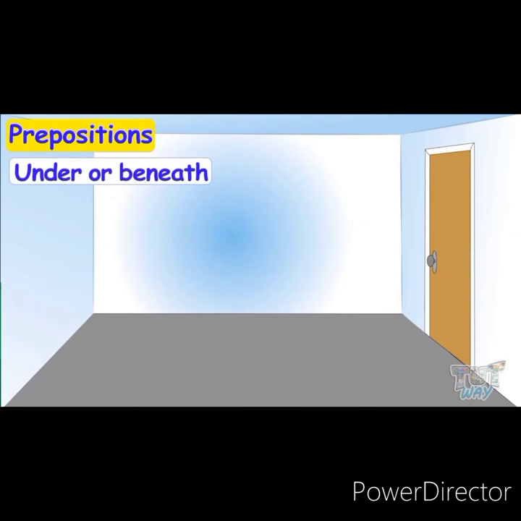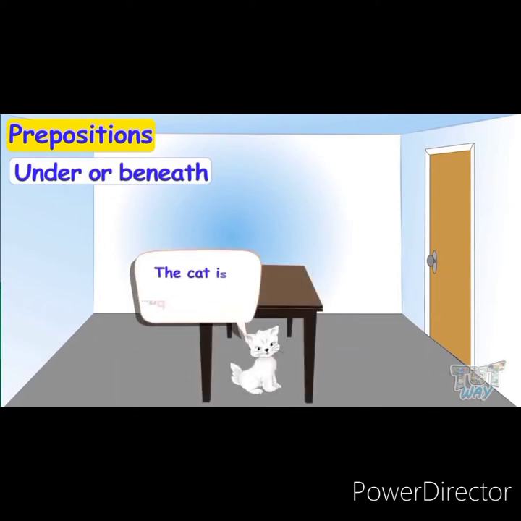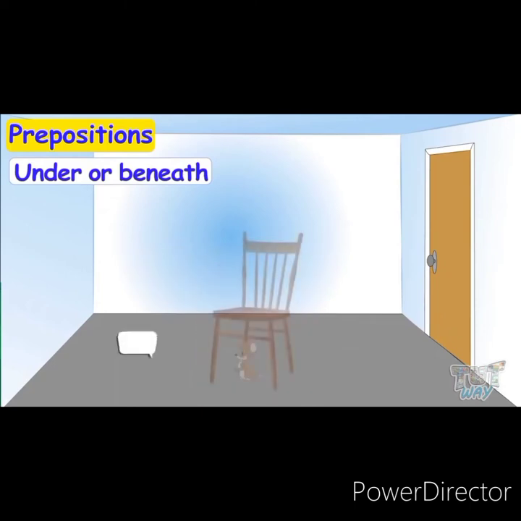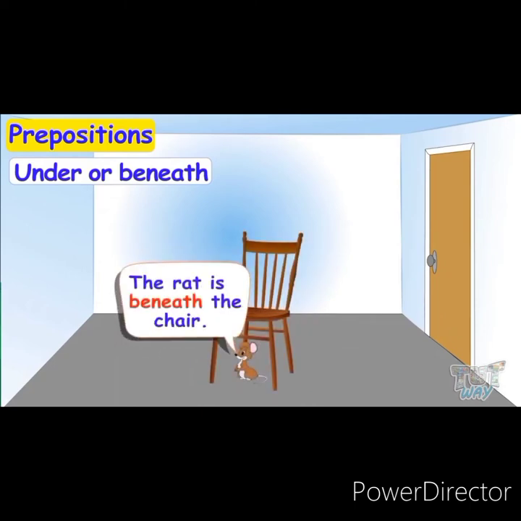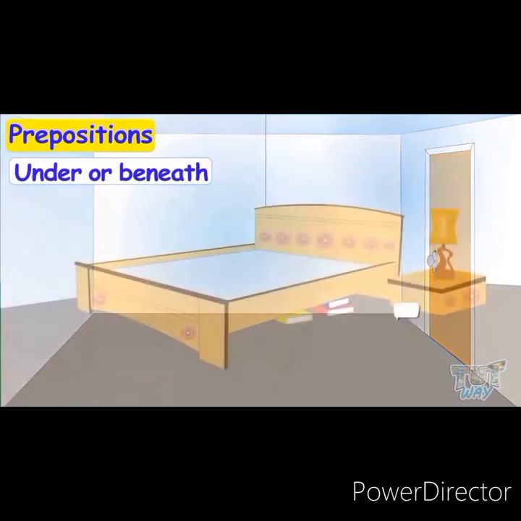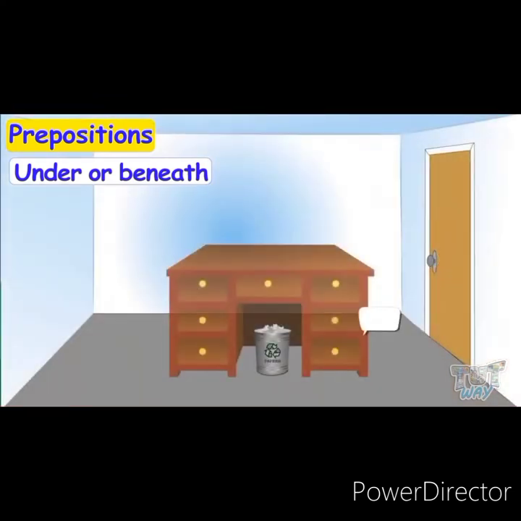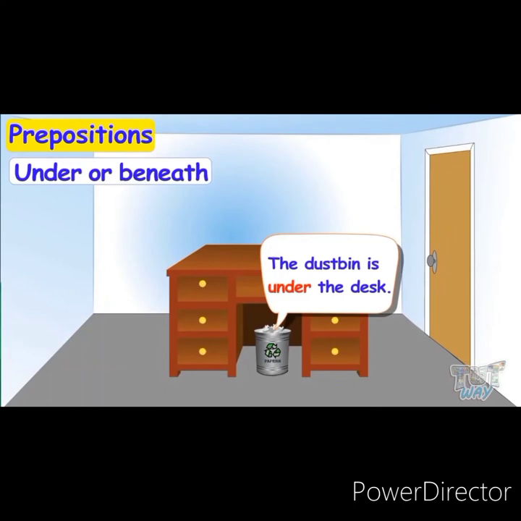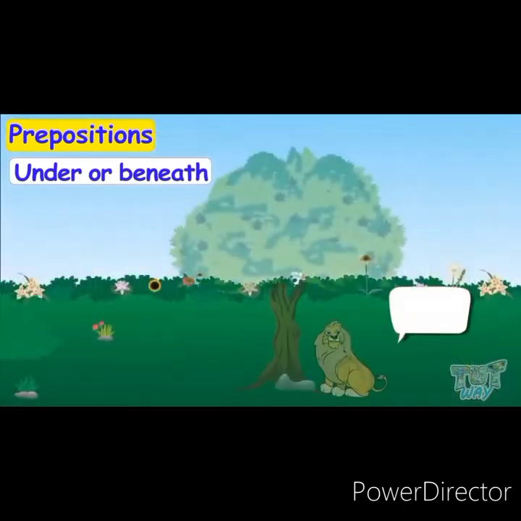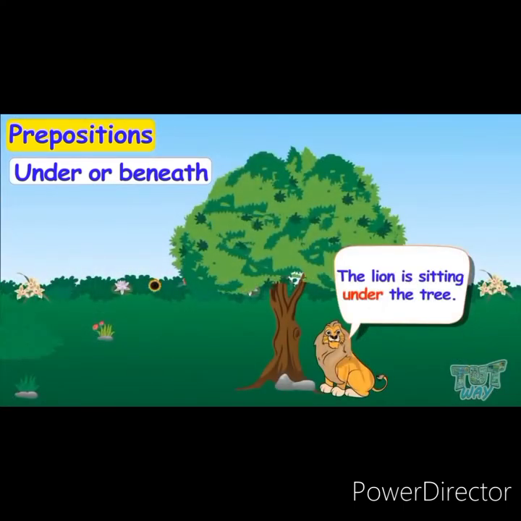Next, we'll understand under or beneath. The cat is under the table. The rat is beneath the chair. The book is beneath the bed. The dustbin is under the desk. The lion is sitting under the tree.